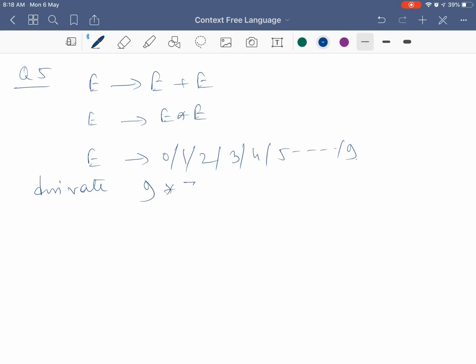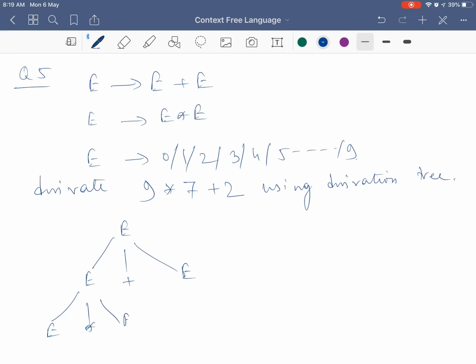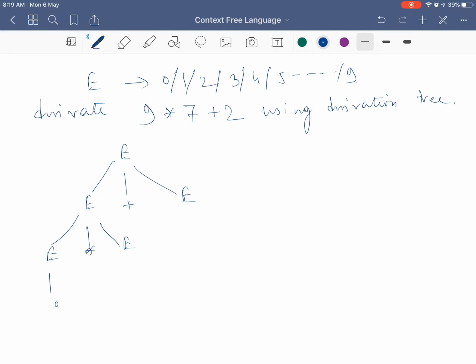Now you are asked to derive 9 into 7 plus 2 using a derivation tree. In that case, E will be replaced by E plus E, right? Then this E will be replaced by E star E, then this E by 9, this E by 7, and this E by 2. Then if you scan it, you will get 9 star 7 plus 2.